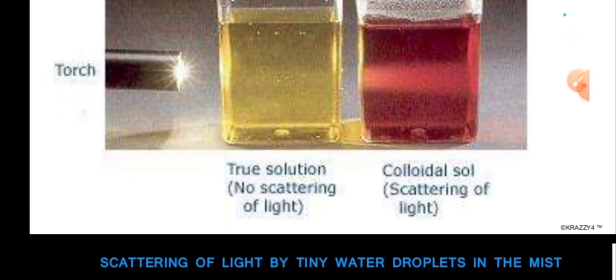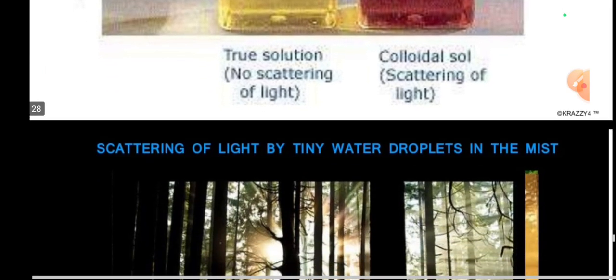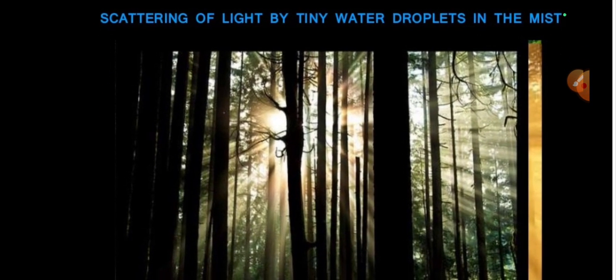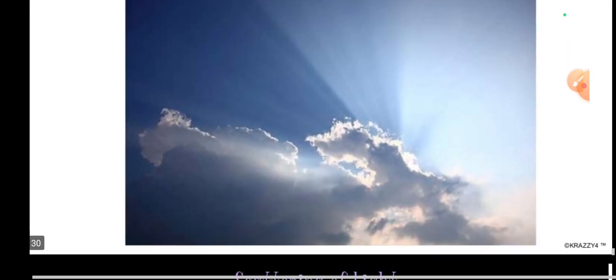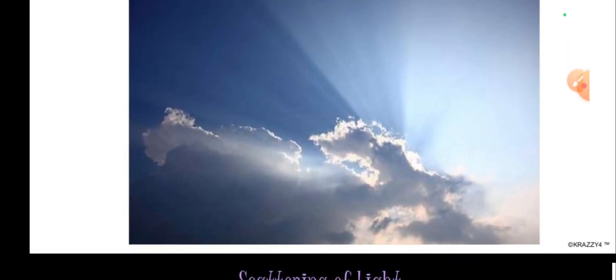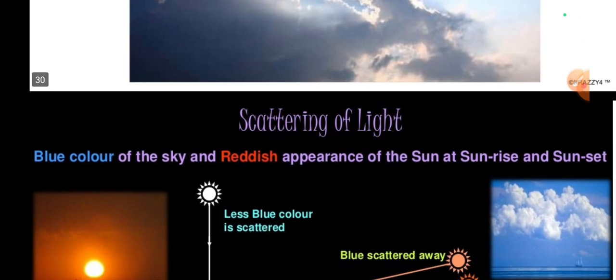True solution, no scattering of light. Colloidal solution, scattering of light. Then scattering of light by tiny water droplets in the mist. How it looks, see here. Scattering of light by smoke and colloidal particles, and in our sky.